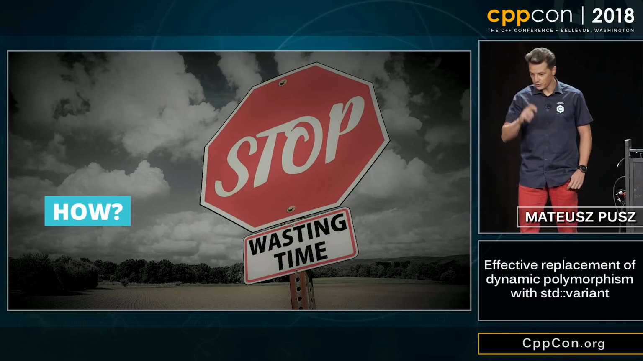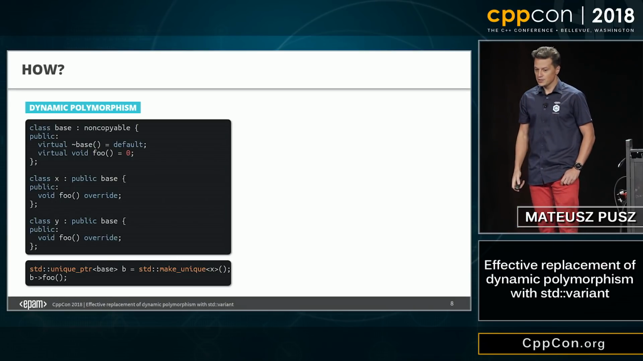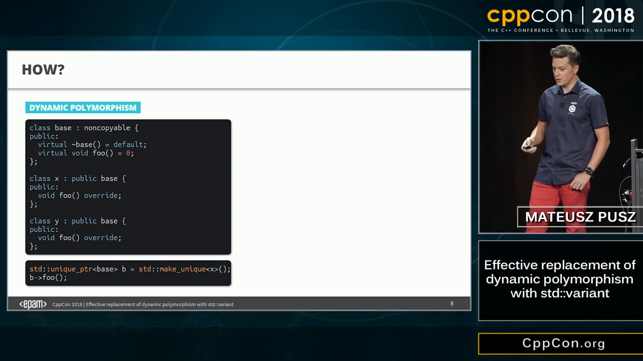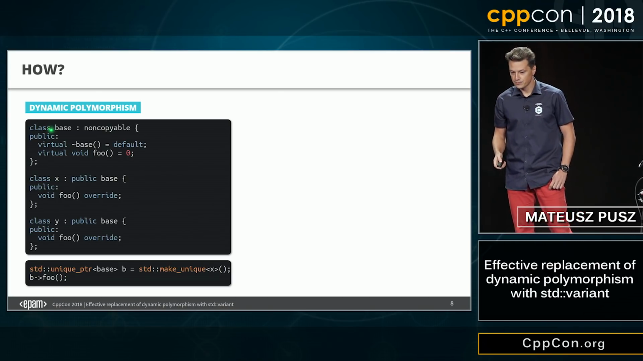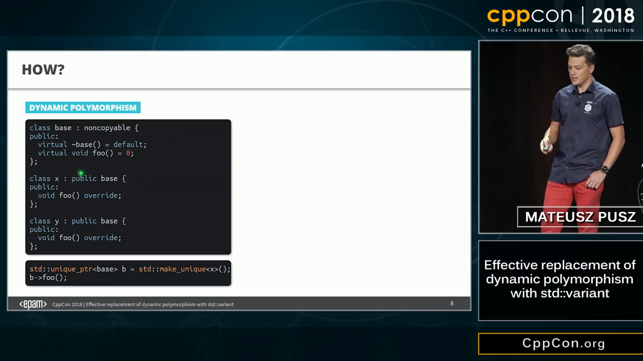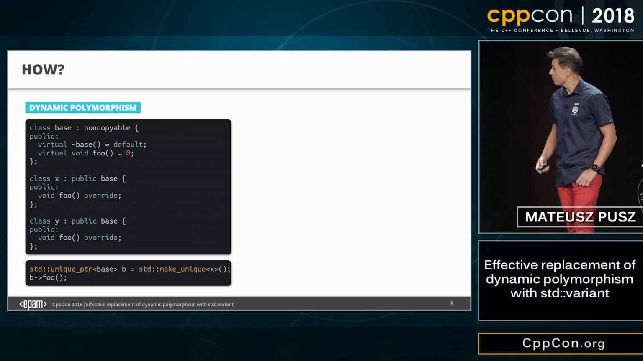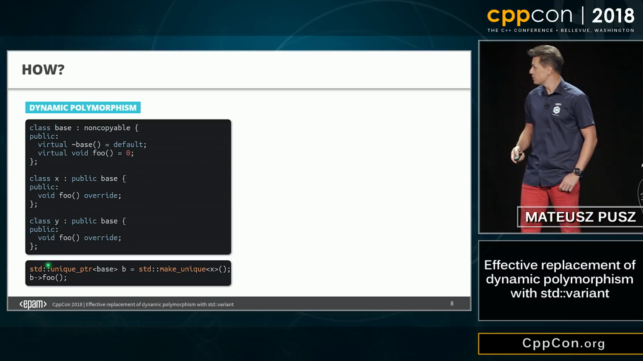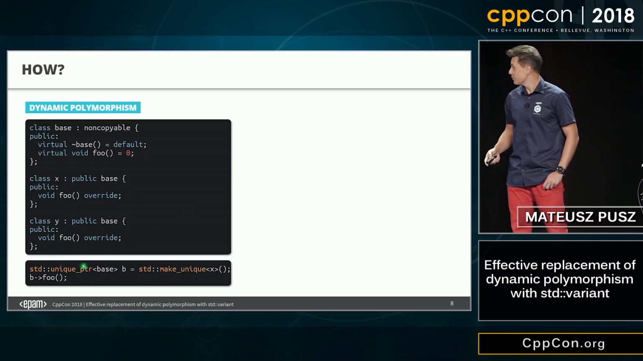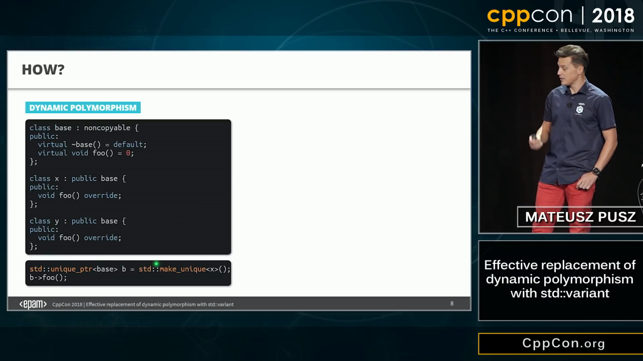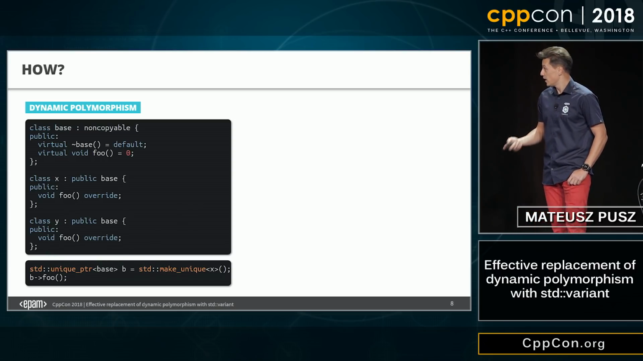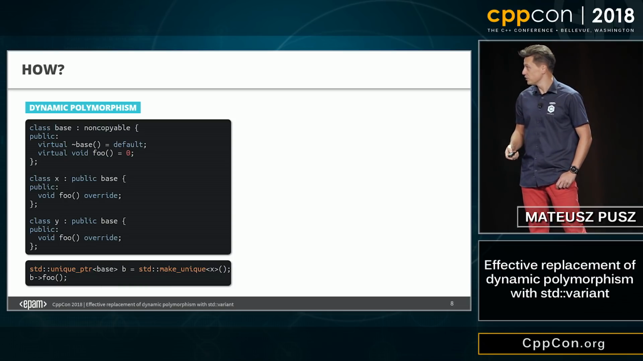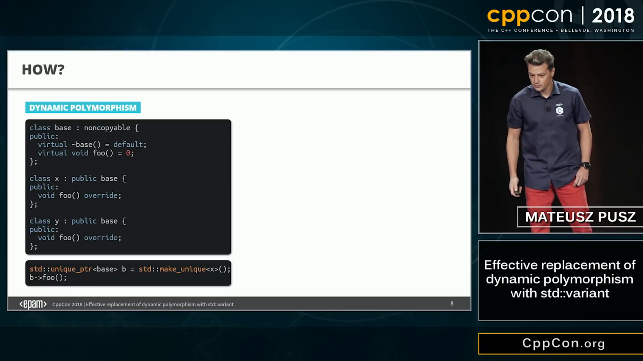So, how to do it? This is a typical case of dynamic polymorphism. We have a base class, and a class X and class Y that inherit from the base class and implement the interface. Then we have, in most cases, to dynamically allocate the child class, and we refer to it from the base pointer interface like this.